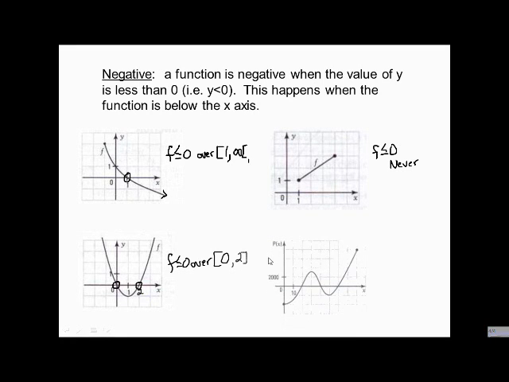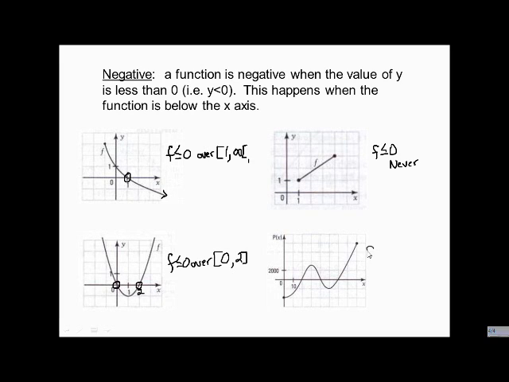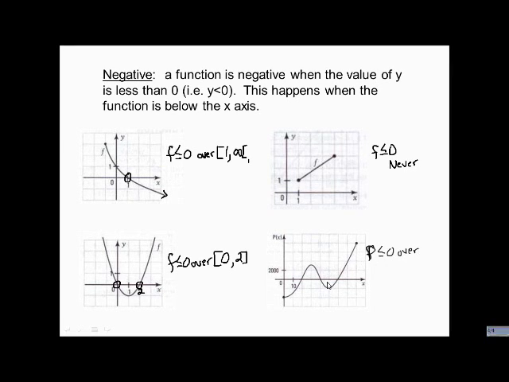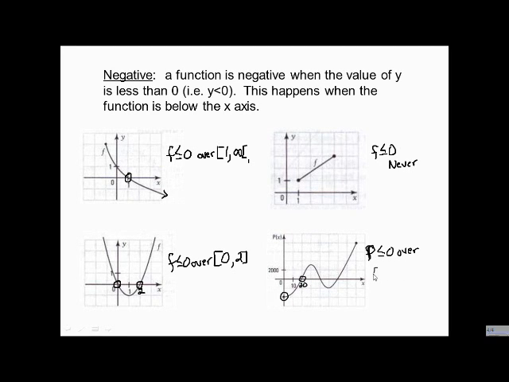And one more example. All right, this one's a little bit more complex again. So we'll actually look at p this time. P is less than or equal to 0 over the interval. Well, it starts negative until it crosses right here at around 20. So between 0 and 20.